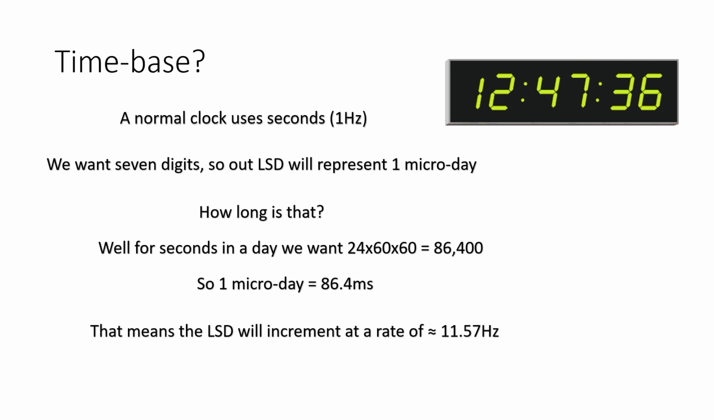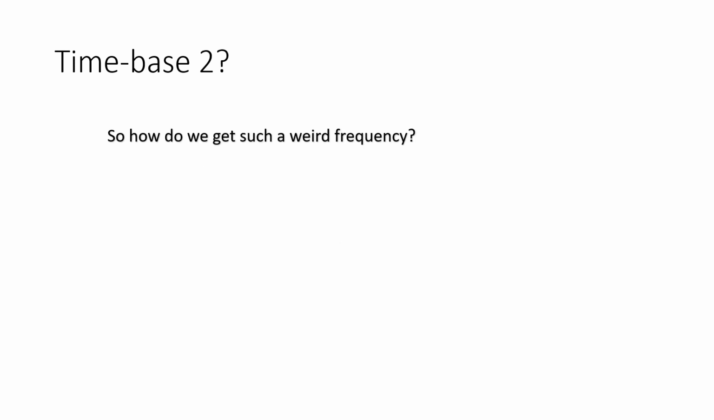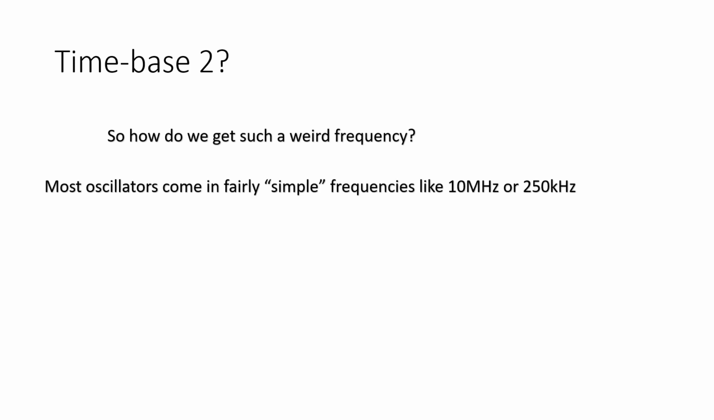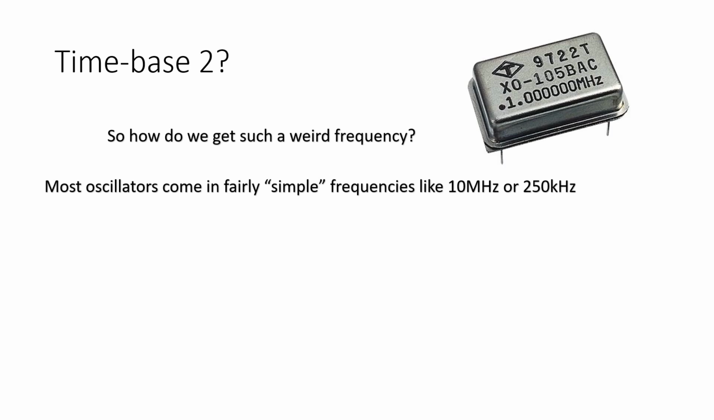But then that raises the question, how do we generate such a weird frequency? 1 hertz is easy to get, but 11.6? Our circuit will contain an oscillator, which will provide the time base that everything else will be derived from. We can't buy an 11.6 hertz oscillator, and although we could make one, it wouldn't be reliable enough or stable enough to use in a clock. We will use an off-the-shelf oscillator, but it won't be at the frequency we want, so we have to come up with a way of converting that to the frequency we do want.